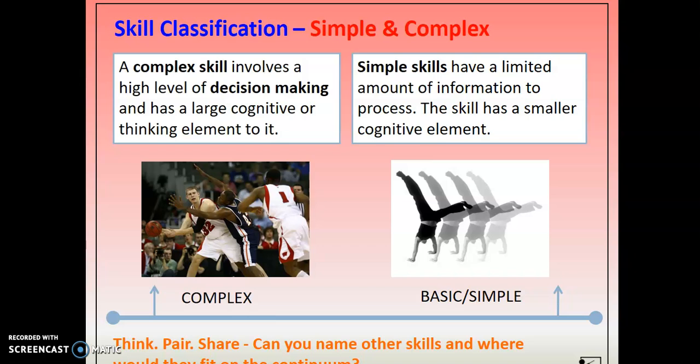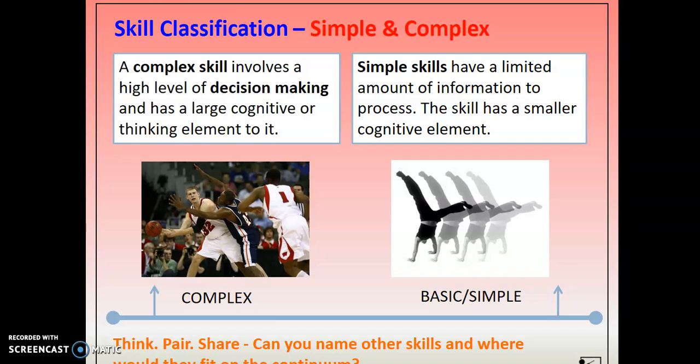How much information processing does it require from you as the performer? So a complex skill is going to involve a high level of decision making, a lot of cognitive thinking, a lot of elements to consider to be able to perform it well. So a lot of game sports you will find, and skills within game sports, hockey, football, rugby, netball, basketball, will feature towards the complex end of a continuum, because you've got crowds, other teammates, the score, how far along in the game you are. There's lots of things to consider.